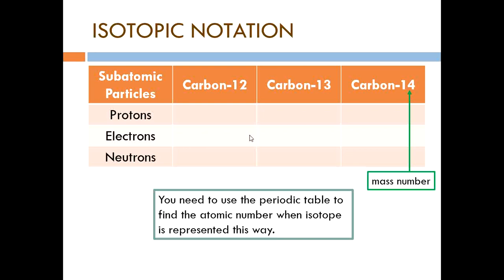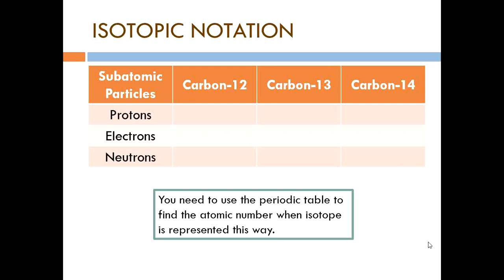Here's the second way that an isotope can be written: the name, dash, a number, and that number is the mass number. So what is missing from this notation? It's the atomic number. So you do need your periodic table to figure out the atomic number of the element. Take out your periodic table and let's go through this example together. Keep in mind that when an isotope is written this way, we have the name and the mass number. What we don't have is the atomic number or the symbol.